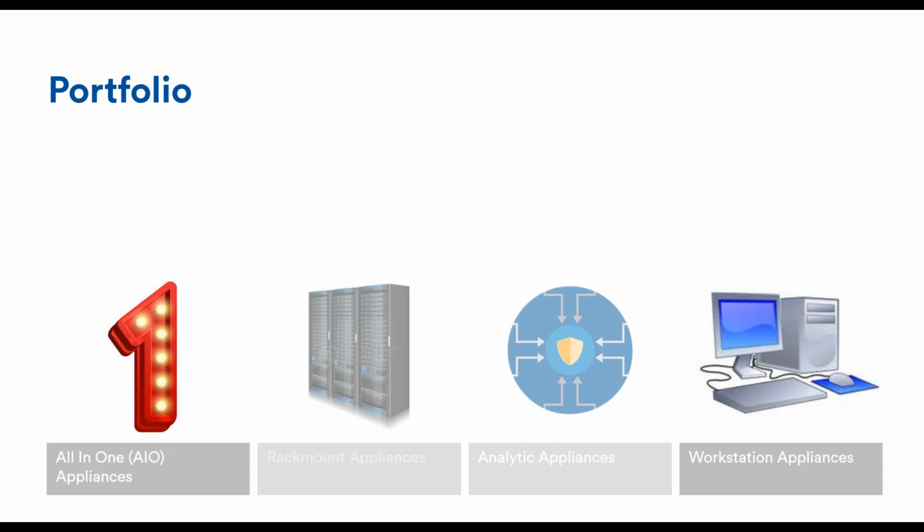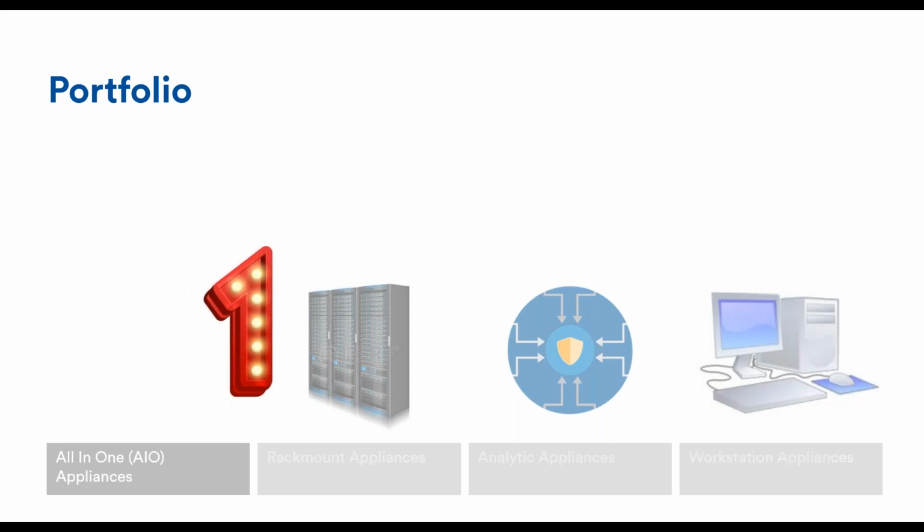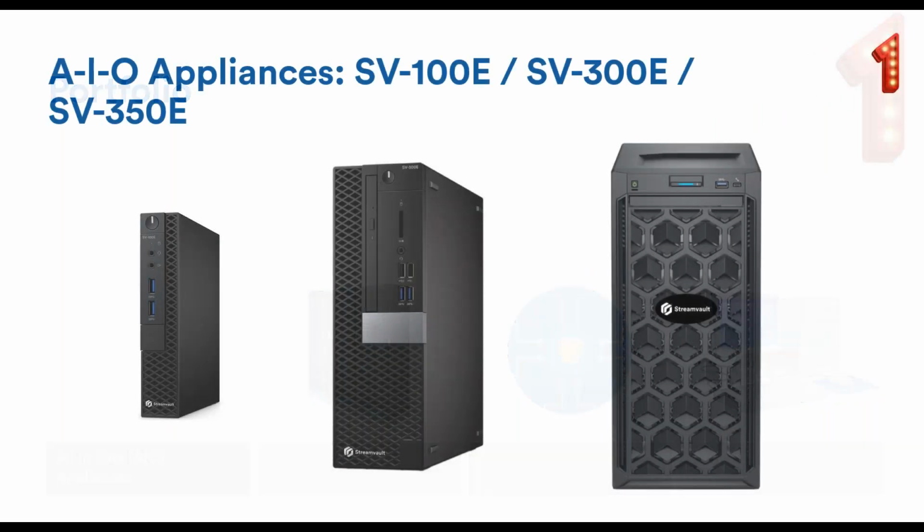Okay, so let's start with the all-in-one appliance. So basically, all-in-one appliance will mean only one server to do everything. The all-in-one appliance is made up of 3 different servers: the SV100, the SV300, and the SV350E, which is fairly new to our world of all-in-one appliance.